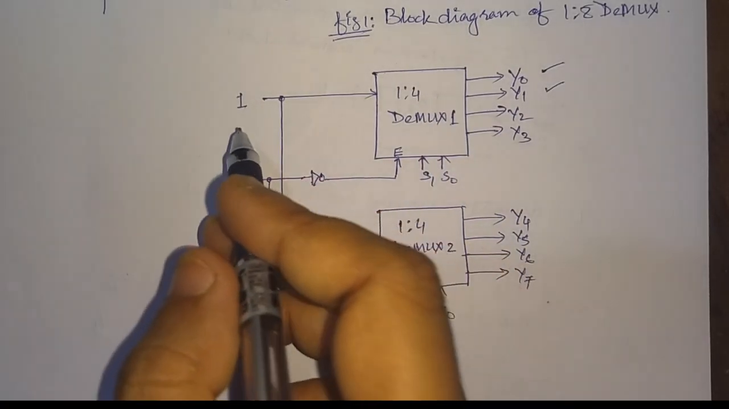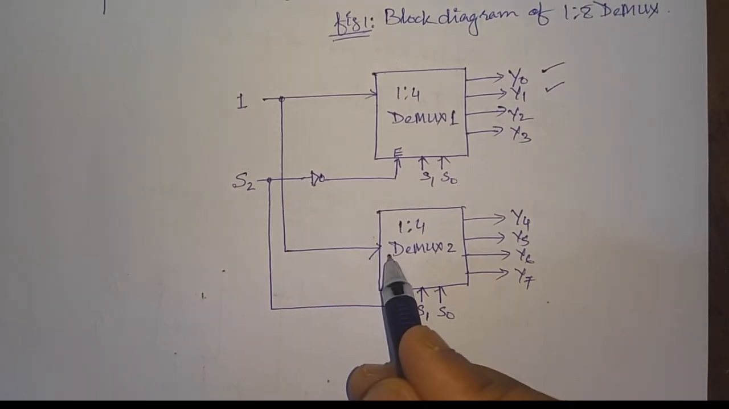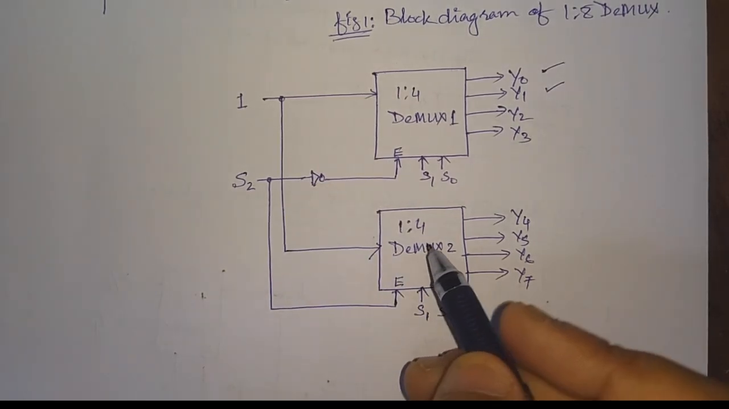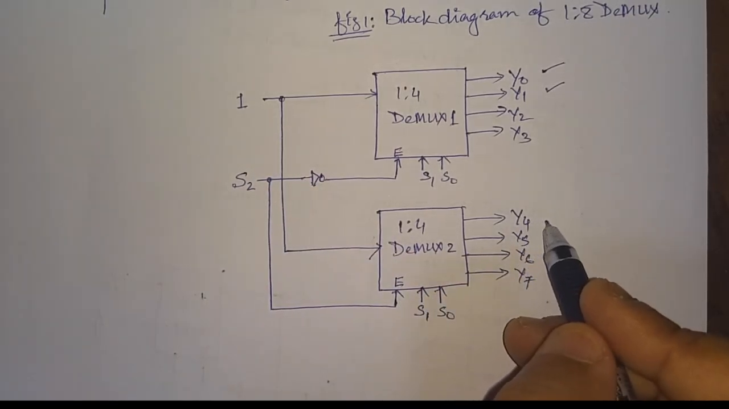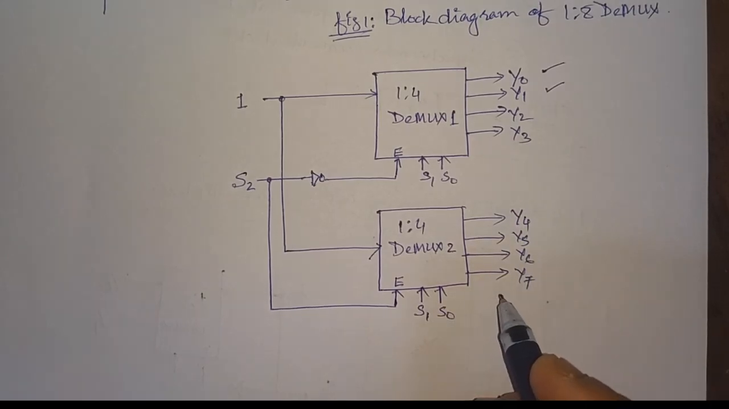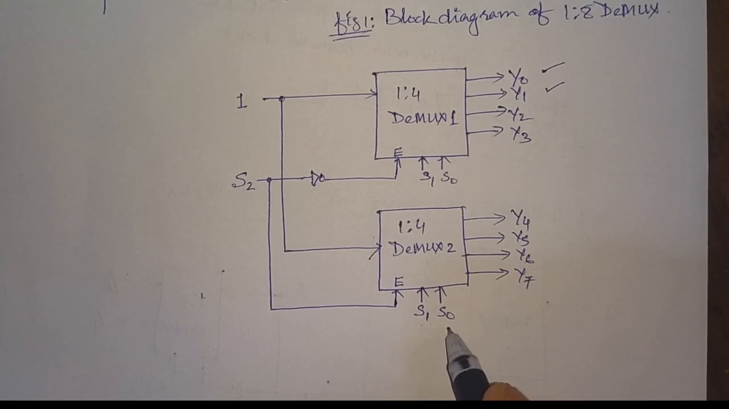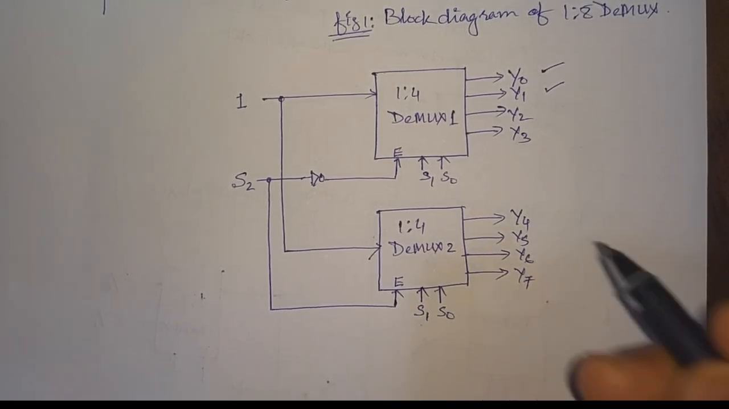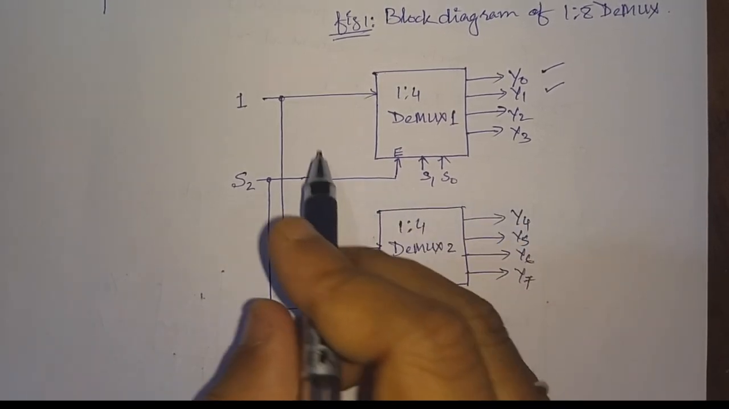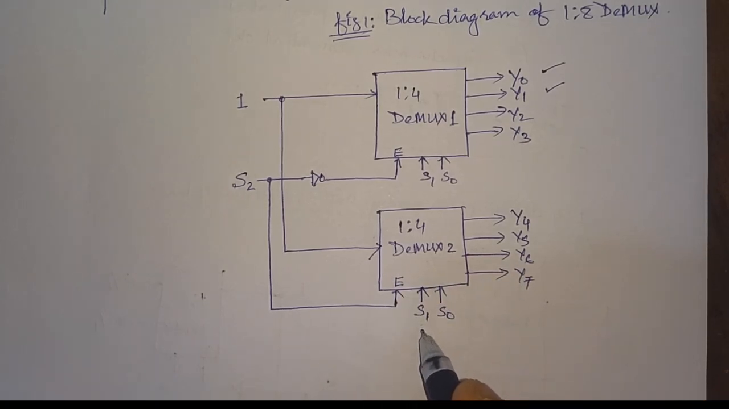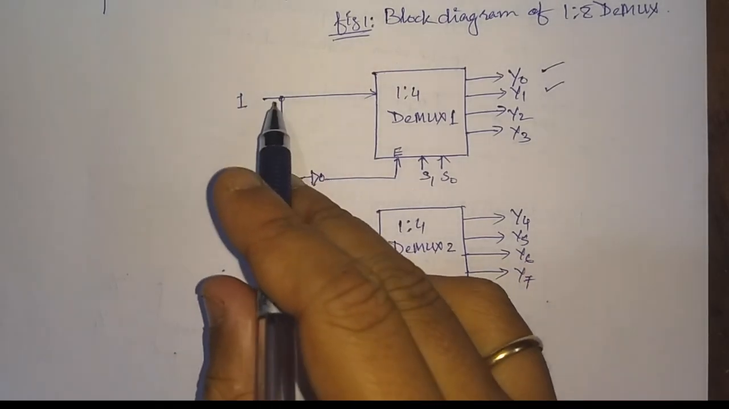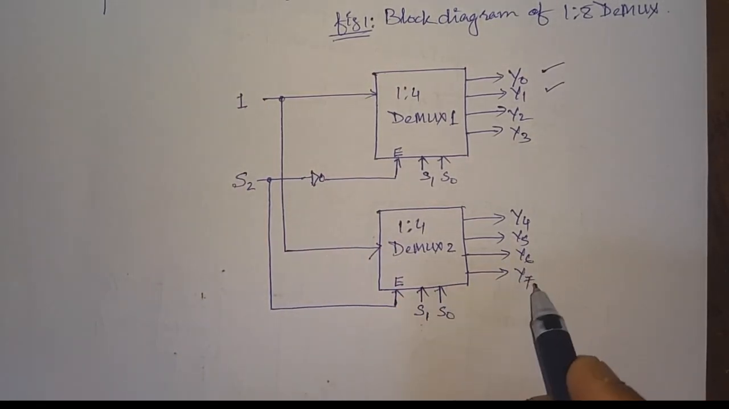That means this input data line is now connected to this lower demultiplexer, and it will redirect this input data line to any one of its outputs. This output selection will depend on the S1 and S0 values. Whenever S1 is 0 and S0 is 0 and S2 is also 1, this input line will be directed to this Y4. And whenever S1 is equal to 0 and S0 equal to 1, we will have this input data line connected to Y5, and so on.